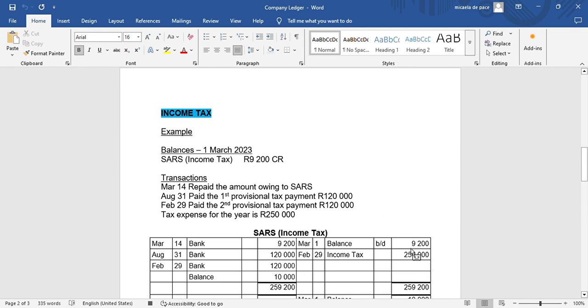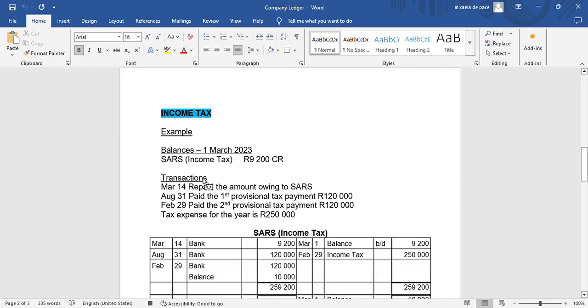If we have a look at this example here, SARS income tax starts off with a credit balance of 9,200. That credit balance means last year we did not pay enough tax to SARS because we owe them money at the beginning of the year. If the balance was on the debit side, it would mean last year we overpaid tax. In other words, SARS would owe you.